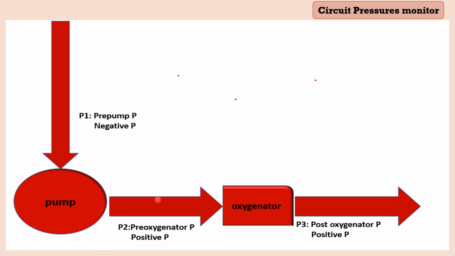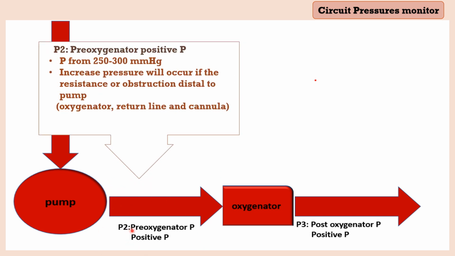The second pressure is the pre-oxygenator positive pressure. It ranges from 250 to 300 millimeters of mercury. Increased pressure will occur if there is resistance or obstruction distal to the pump in the return line or return cannula. Resistance in the oxygenator will also increase this pressure.